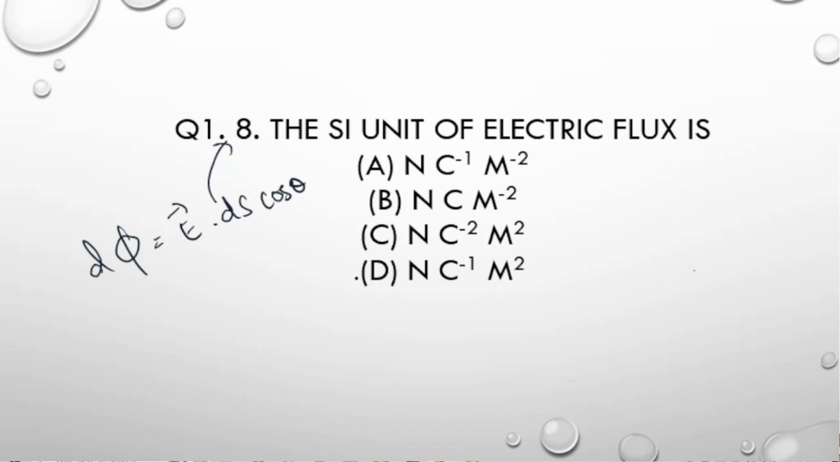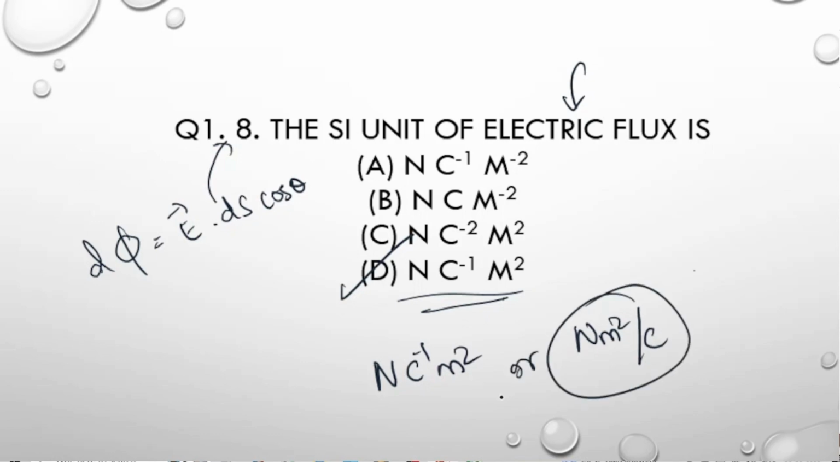Very good, those who have predicted correctly, a great round of applause for you all. Correct option is option D. I have not told what is the SI unit of electric flux, right? So one day I asked this question, based on that you can predict. So the SI unit of electric flux is Newton Coulomb inverse meter square, which can be written as Newton meter square per Coulomb also. Both are same.